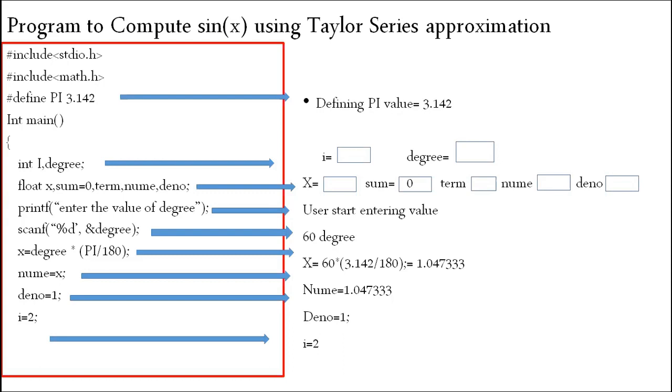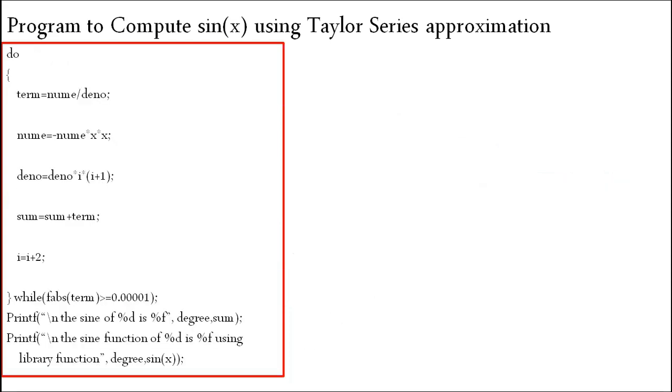For that first term, x by 1 factorial, I got the result now. My x value is 1.047333 divided by 1 factorial, nothing but 1. So the meaning here is that the x value is 1.047333. Next, I want to get minus with respect to x to the power of 3. That is how my formula is. So we'll see the formula. I'm using a do while loop.